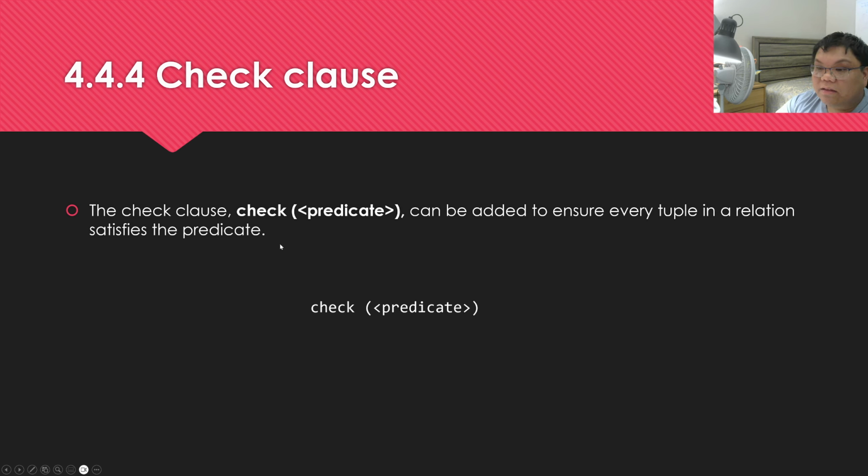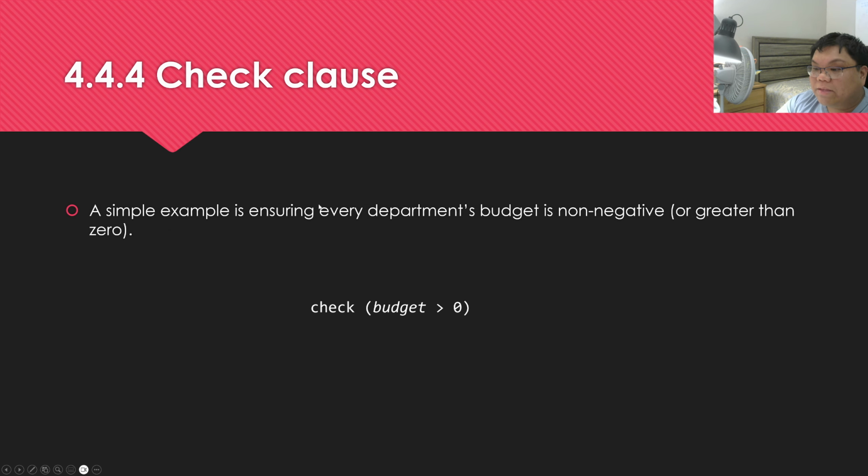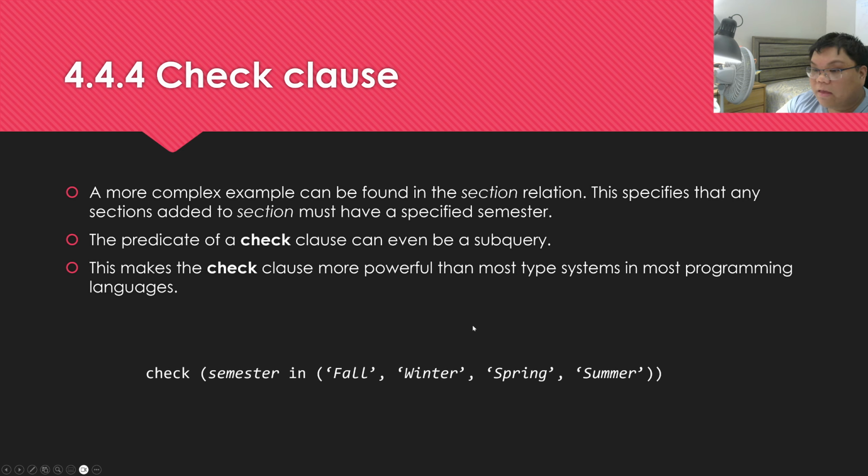The check clause, check predicate, can be added to ensure every tuple in a relation satisfies the predicate. A simple check would be something like this: check that the budget is greater than 0. Here's a more complex example. This specifies that the semester attribute of a class section is in the set of seasons fall, winter, spring, summer. This makes the check clause more powerful than most type systems in most programming languages.